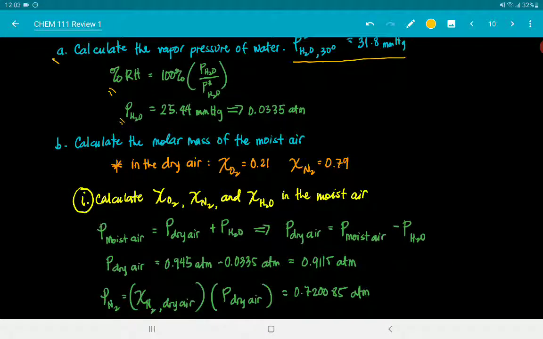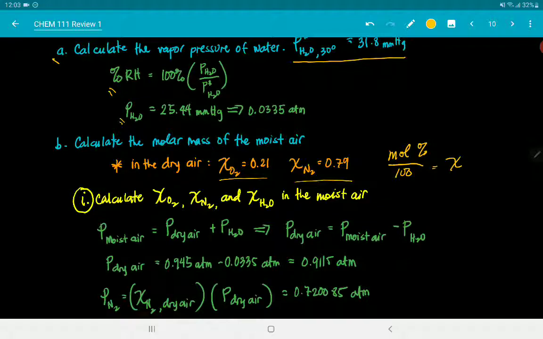Next, calculate the molar mass of the moist air. So first, we should take note that in the dry air, okay, we have the mole fraction of O2, which is 0.21, and the mole fraction of N2, which is 0.79. Again, mole percent, okay, over 100 is equal to the mole fraction.